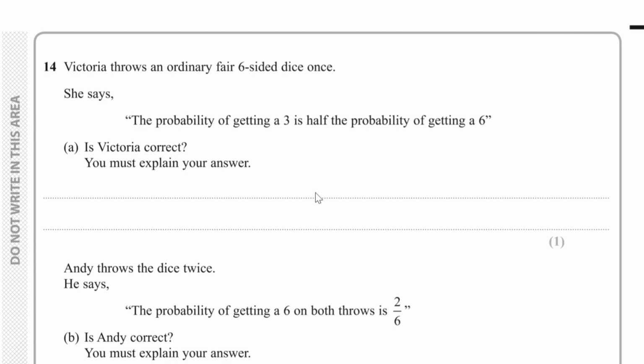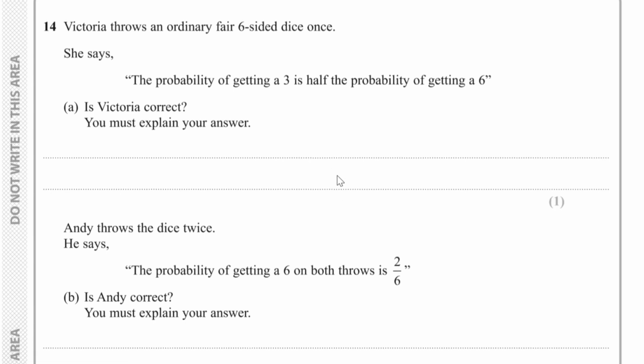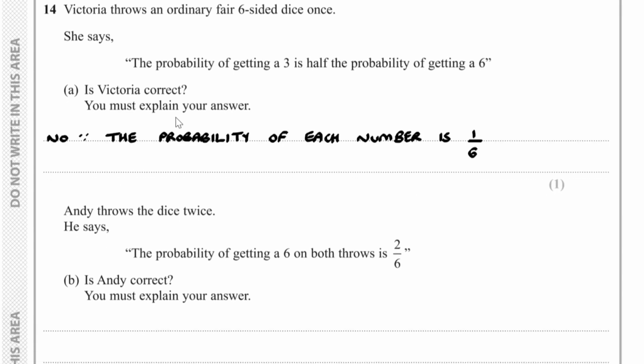Question number 14. Victoria throws an ordinary fair 6-sided dice once. She says the probability of getting a 3 is half the probability of getting a 6. Is Victoria correct? You must explain your answer. Well, she's not correct because the probability of each number is a 6th. So the probability of getting a 3 is a 6th, which is not a half of the 6th.